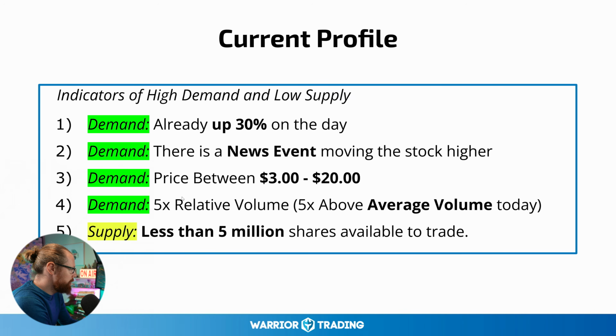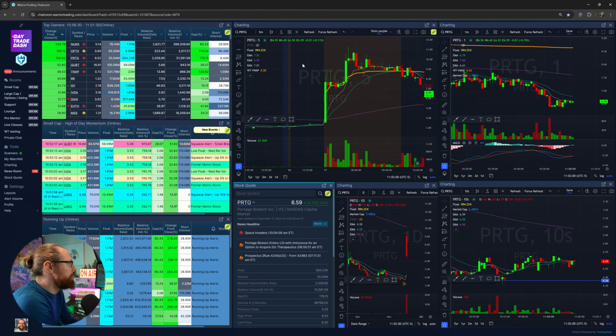Number 4, the stock should have 5 times higher volume today than its average. And that's really important because when a stock has much higher volume than average, it indicates that something really special is happening. So let's look at PRTG. PRTG right now is up 100%.